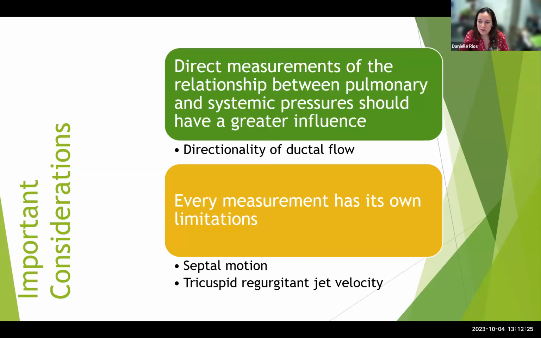It remains important to understand that every measurement has its own limitations, and those need to be considered in a holistic approach. Examples of this include the finding that septal wall motion is evaluating relative pressure differences and will be underestimated in the presence of LV systolic hypertension, or potentially overestimated in the presence of LV systolic hypotension. Additionally, something like the tricuspid regurgitant jet velocity is affected by signal quality and may be underestimated in the setting of RV dysfunction.